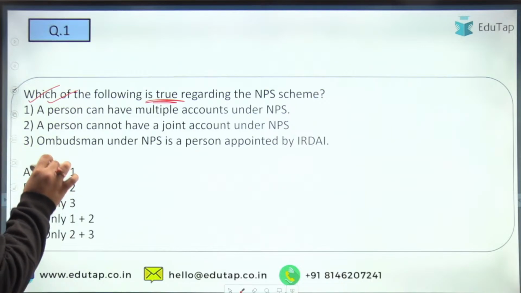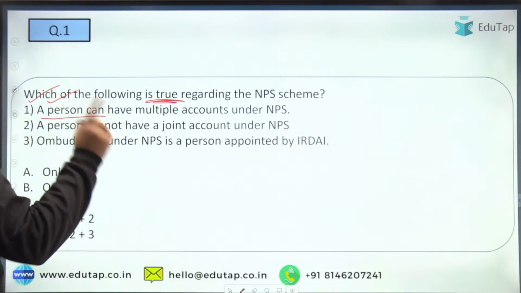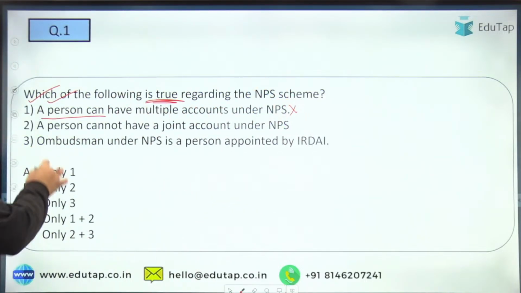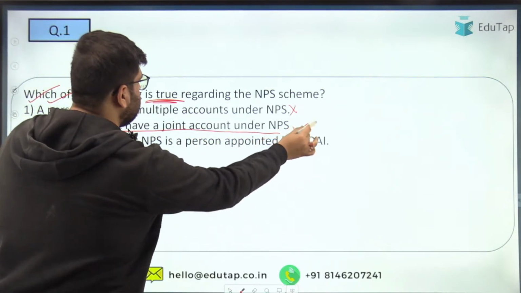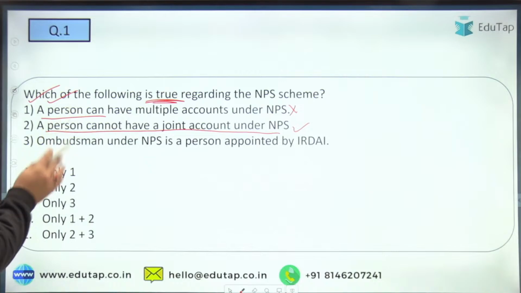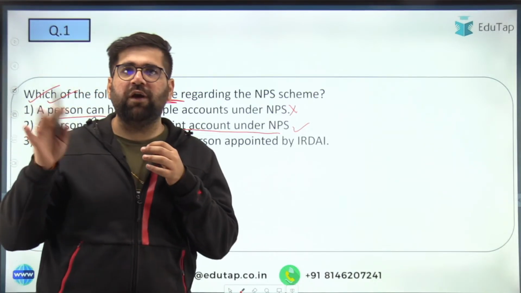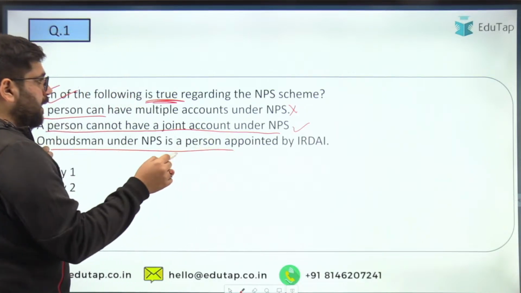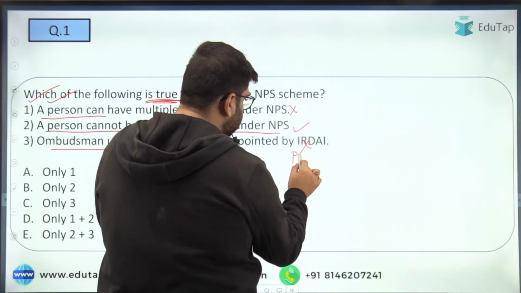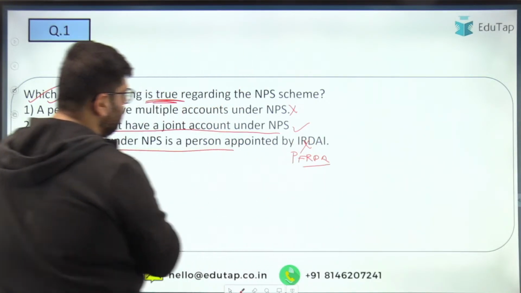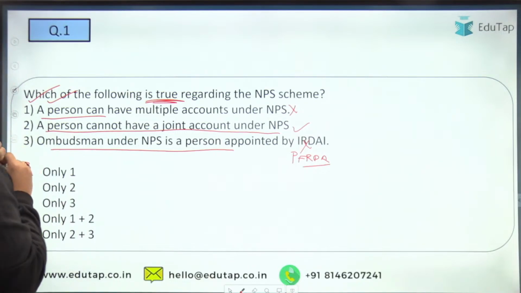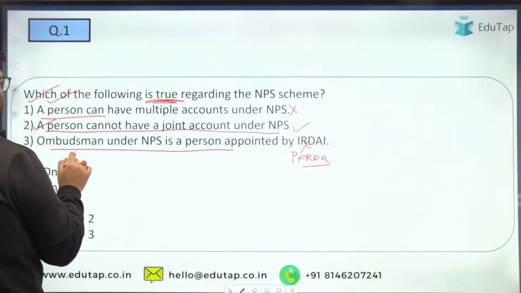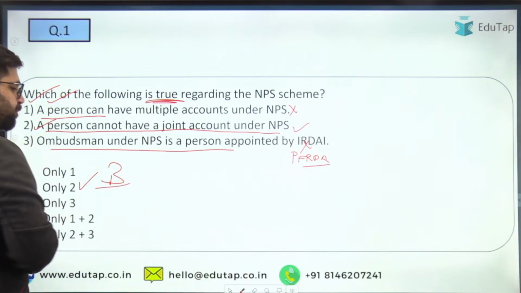A person can have multiple accounts under NPS. No, because as a person, you can only have one account, right? A person cannot have a joint account under NPS. This statement is correct because you cannot have a joint account. If you two are different individuals, then you need to have two different accounts. Okay. Ombudsman under NPS is a person appointed by IRDAI. No, IRDAI works for insurance. PFRDA is the one who will appoint the ombudsman. So now you have to identify the true one. Only 2 is correct because 1 and 3 were incorrect, right? So your correct answer will be option number B.